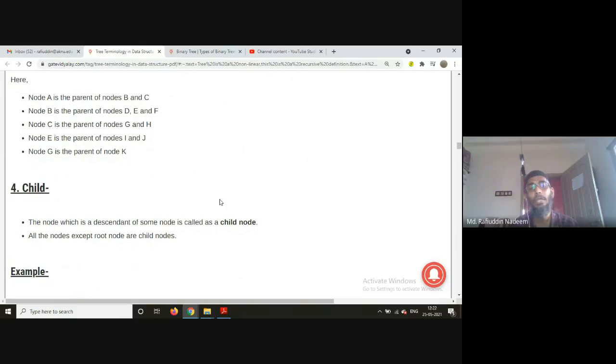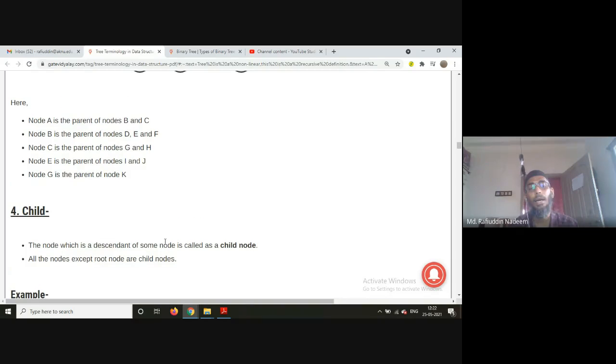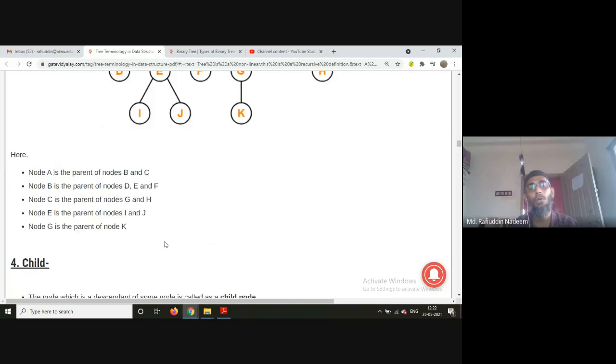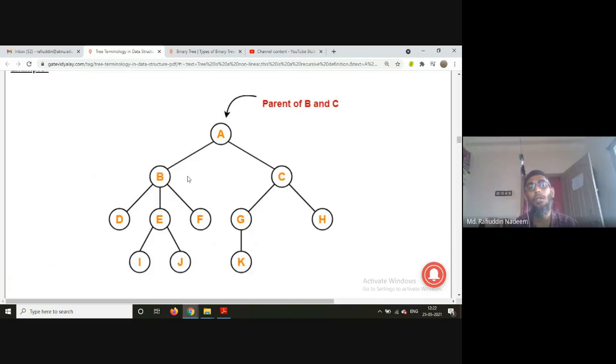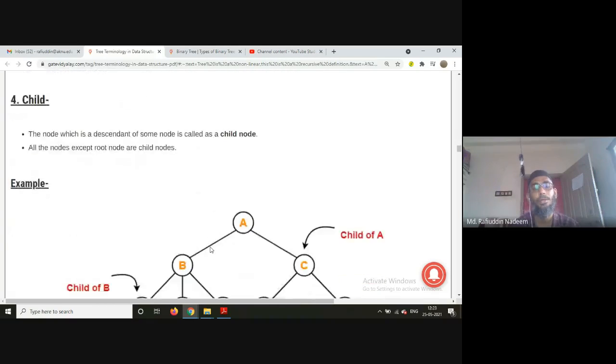Okay, and all the nodes except the root node are child nodes. So all the nodes except the root node, meaning for A, all the remaining are child nodes only. I had just spoken about the subtrees here, but we can say that apart from A, all are called child nodes. Okay.